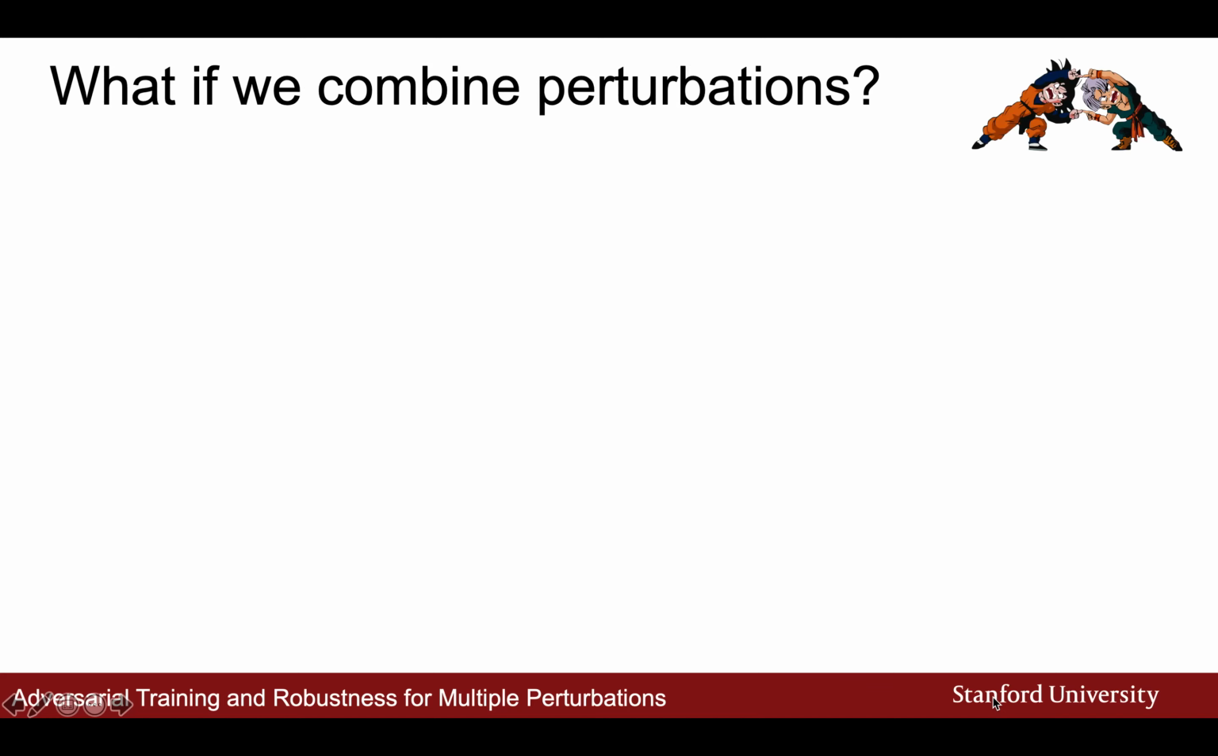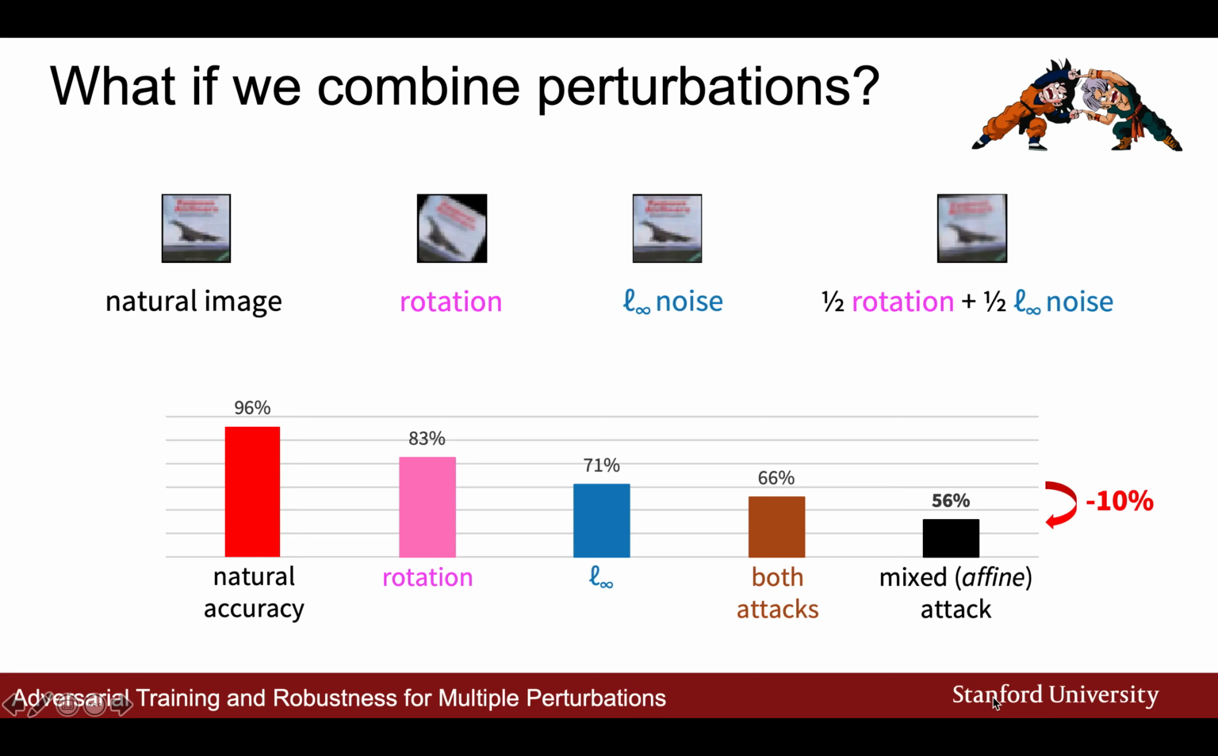Finally, we consider a more general adversary that combines perturbation types. As an example, we show that instead of either rotating an image or adding small noise to it, an adversary that does a little bit of both can further reduce a model's robust accuracy by 10%.